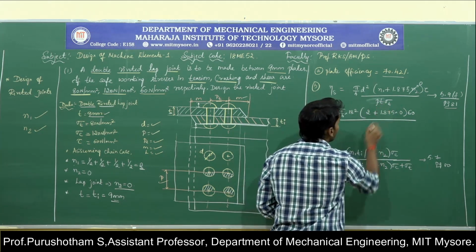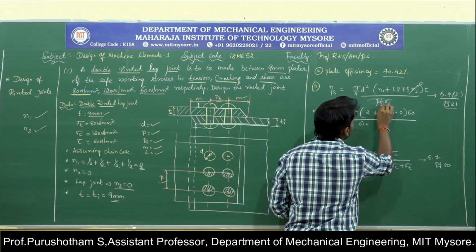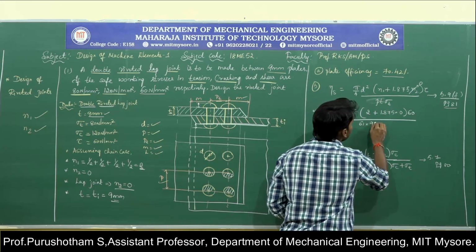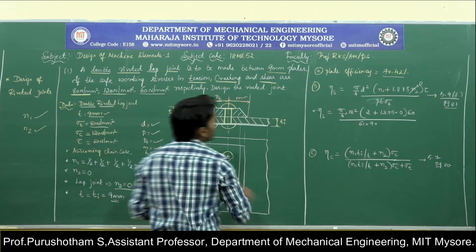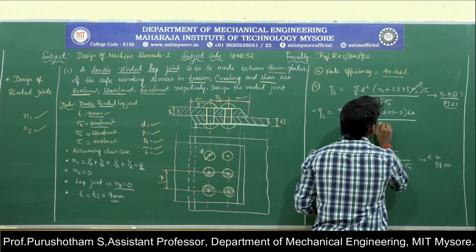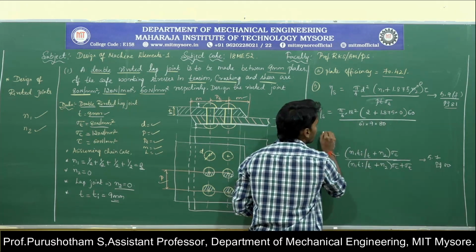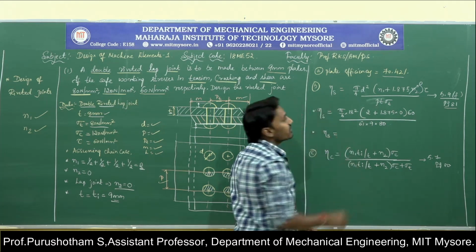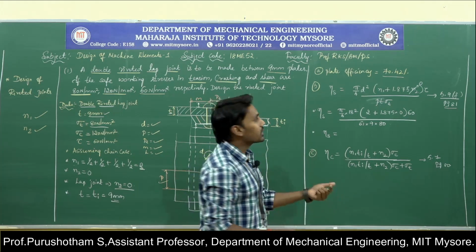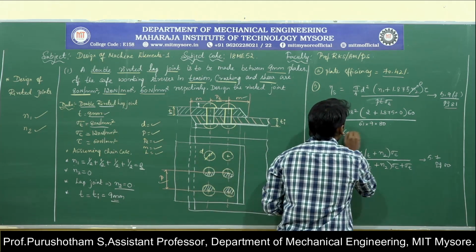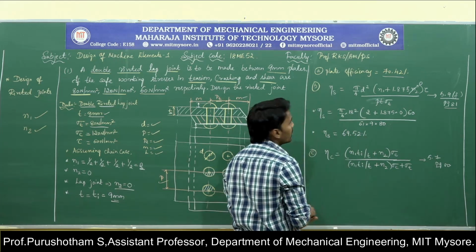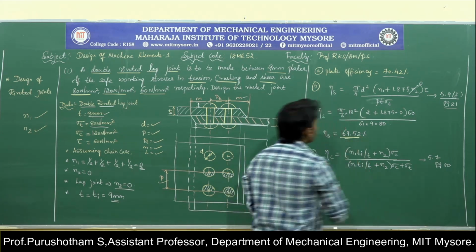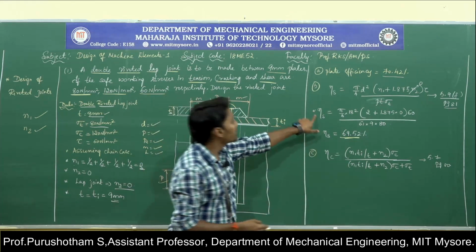P is the pitch value, which is 61. T is the thickness of the main plate, that is 9 mm. Sigma T is 80 Newton per millimeter square. If you simplify this and multiply by 100 to get the percentage, you will get 69.52%. So this will be the efficiency in shear.